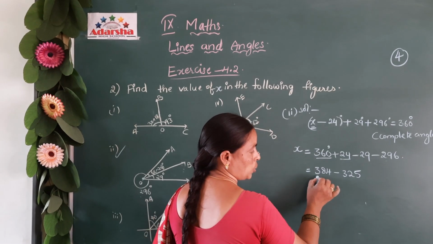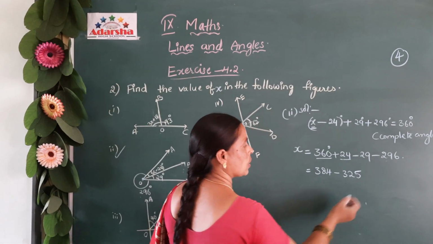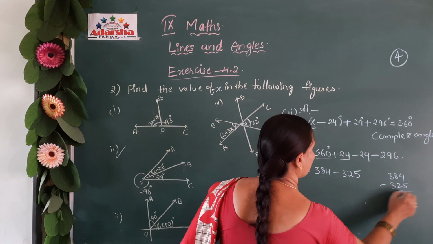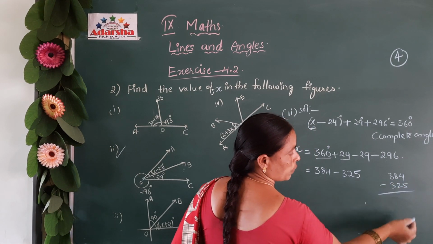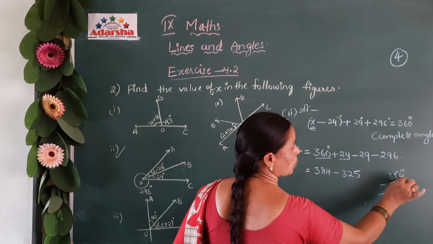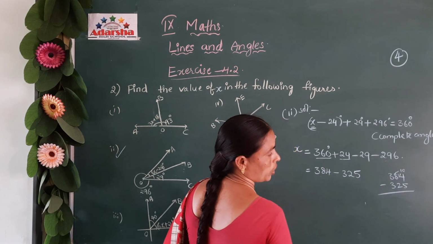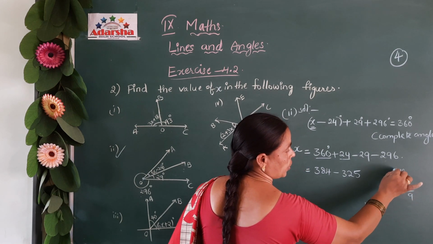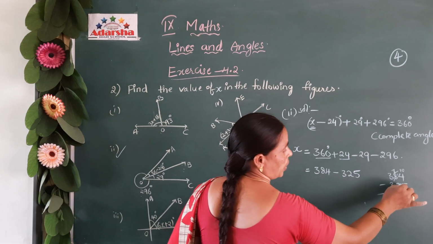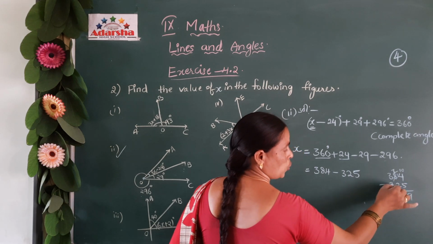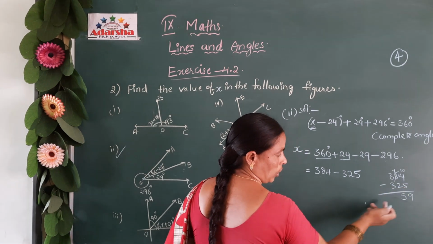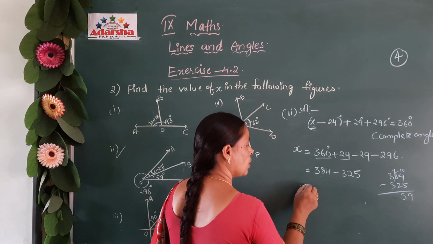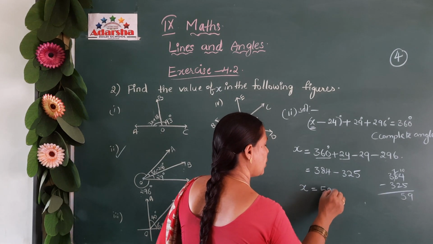Here one is positive and one is negative. So you have to subtract. 384 minus 325. 4 minus 5 not possible. So take borrow. Borrowing carries 10. 10 plus 4, 14. 14 minus 5, 9. How much remains here? 7. 7 minus 2, 5. 3 minus 3, 0. Left side extreme position 0 means meaningless, so no need to write. So x equal to 59 degrees.